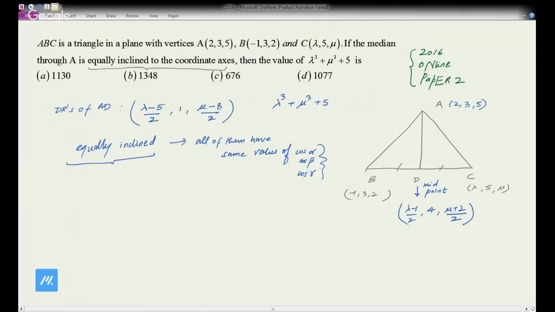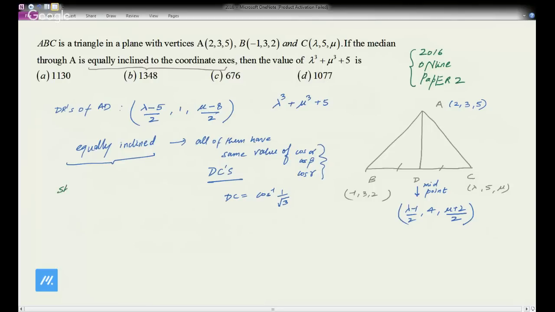Agreed? Yes or no? And though this means the DCs, we are talking about DCs. Here it is DR, but even if you convert, so absolutely right that DCs will be nothing but cos inverse 1 by root 3, right? But we do not need to get into this. That's the beauty. So that's the short trick here.